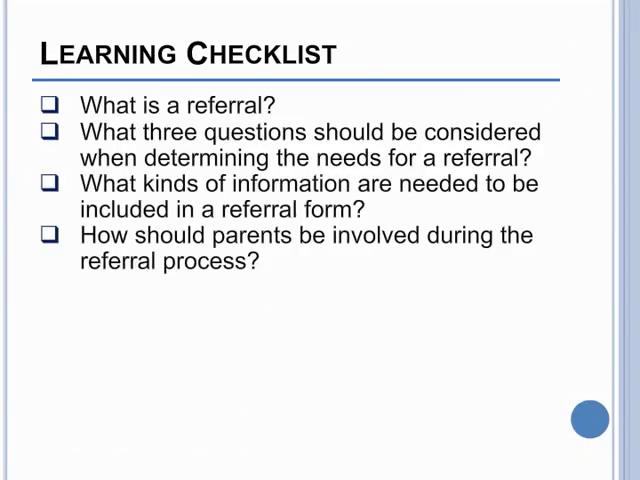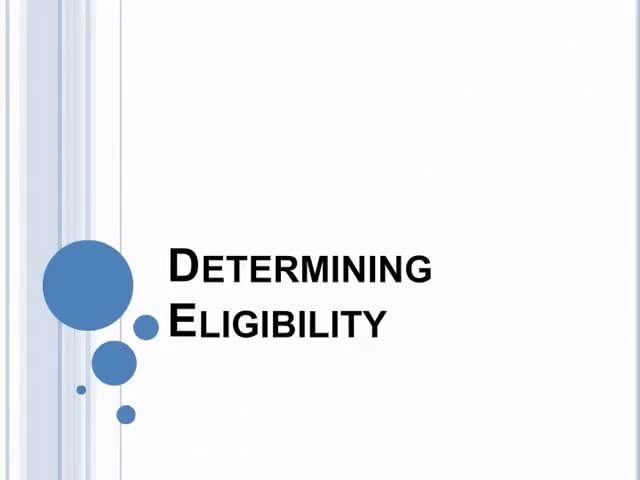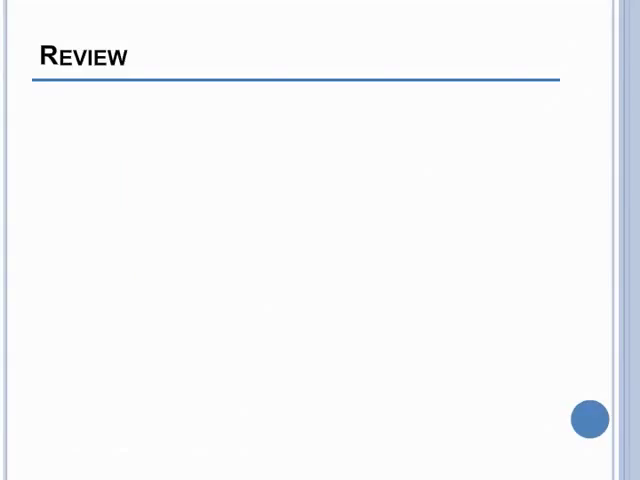From reading in Chapter 2, you should understand what a referral is. From the PowerPoint tonight, you should know what the 3 questions are to be considered when determining the need for a referral, the information needed, how parents should be involved, and then what the differences are between a pre-referral and a referral. The second half of this lecture will be on determining eligibility criteria. But first, let's review 4 quick review questions.